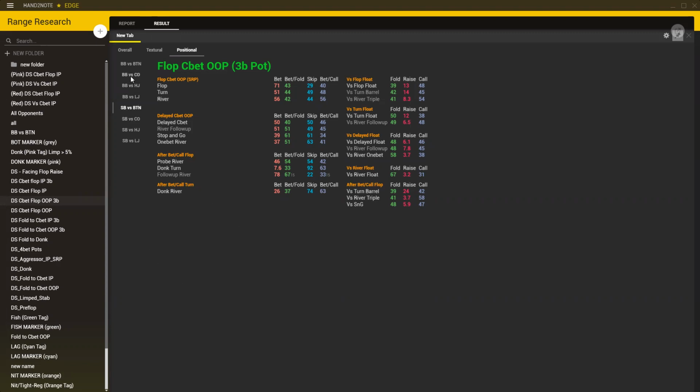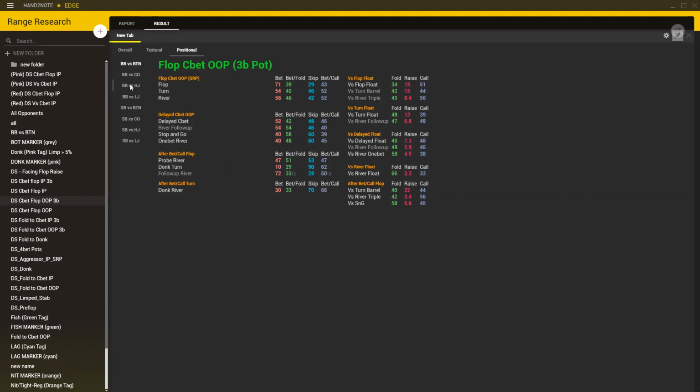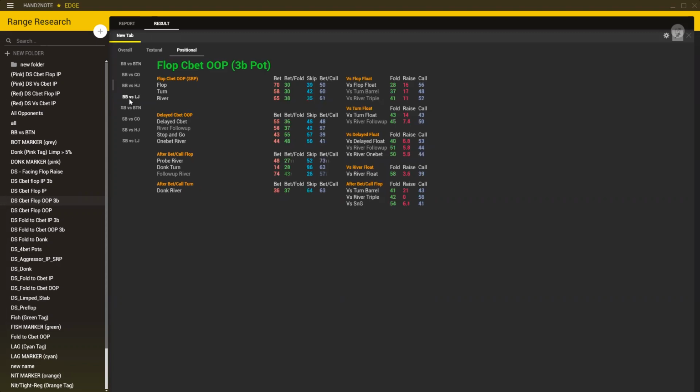Okay, let's have a look at an early position formation now. So we've got big blind versus button, fold to turn float 48. If we have a look at big blind versus UTG, so we've actually called a big blind 3-bet from UTG, for example, big blind C-bets the flop, we've now float bet the turn. You can see 43 and 45.